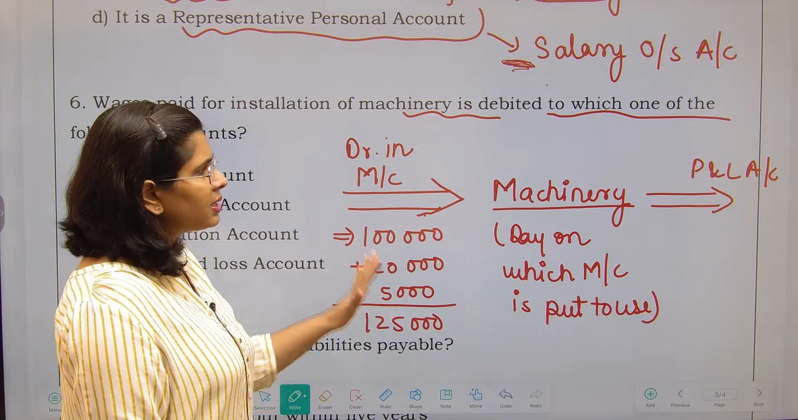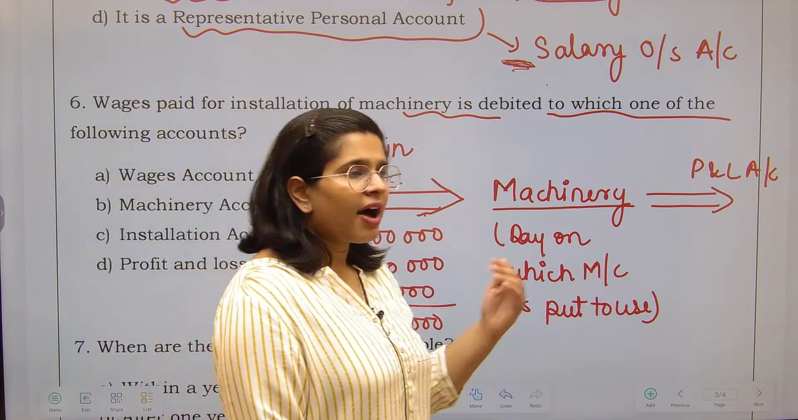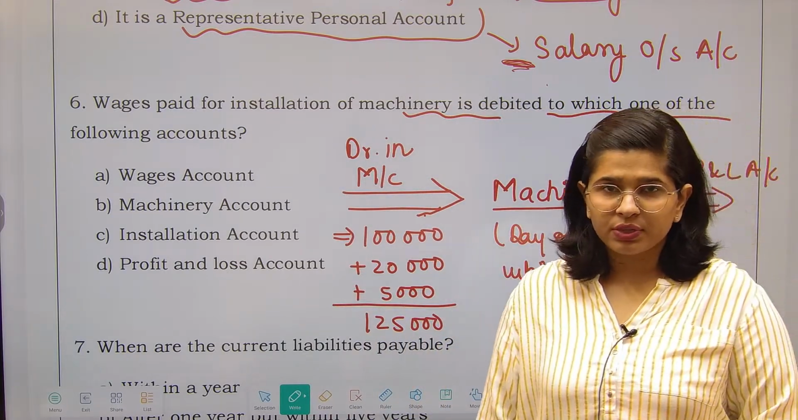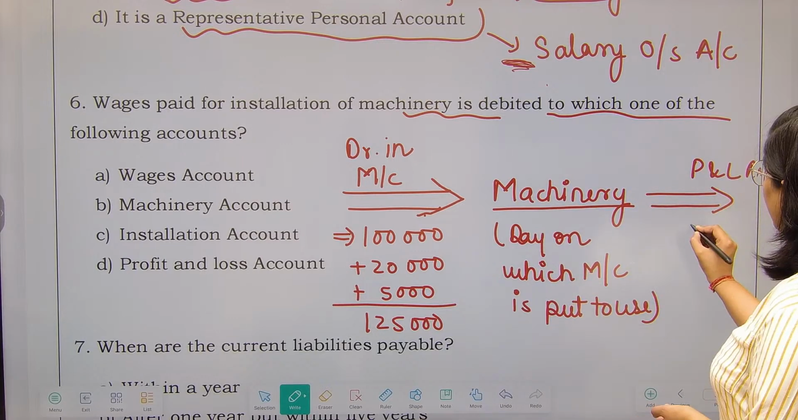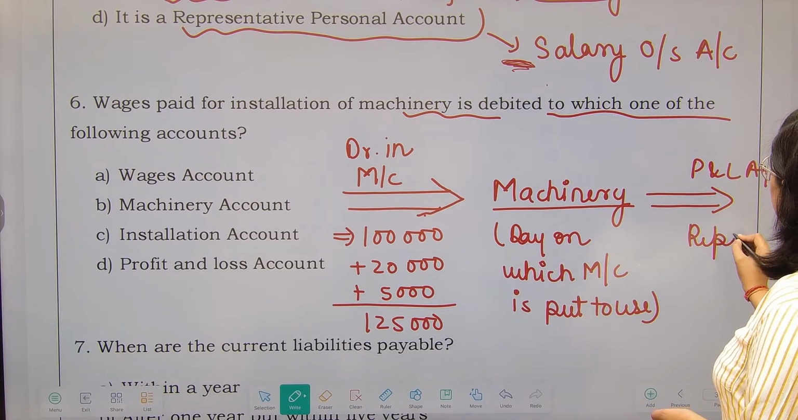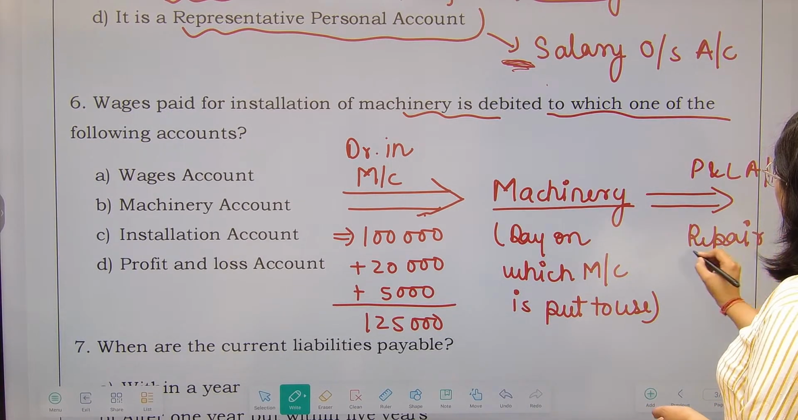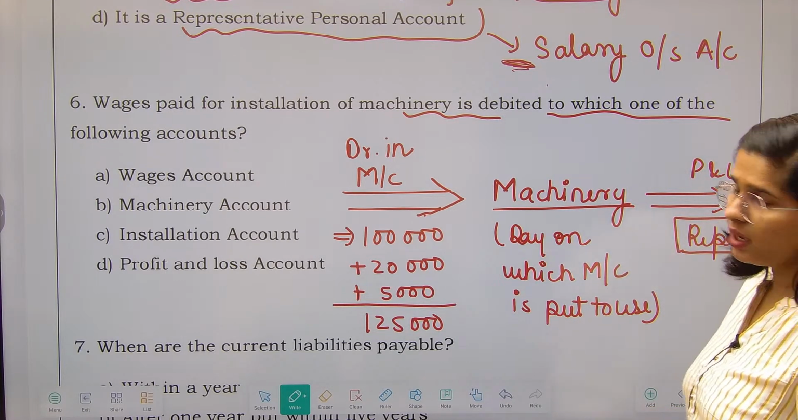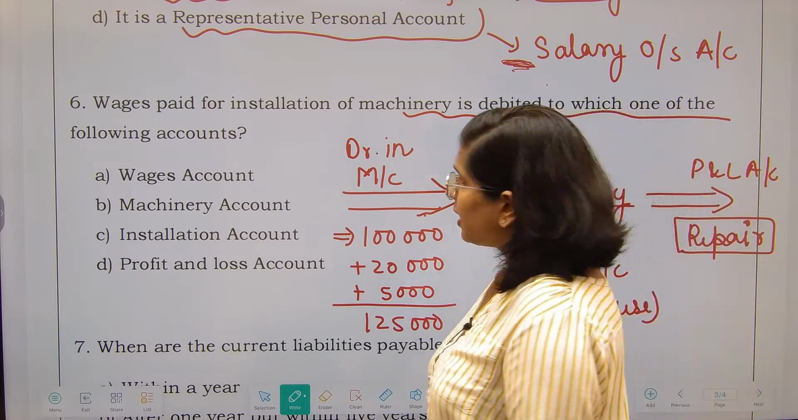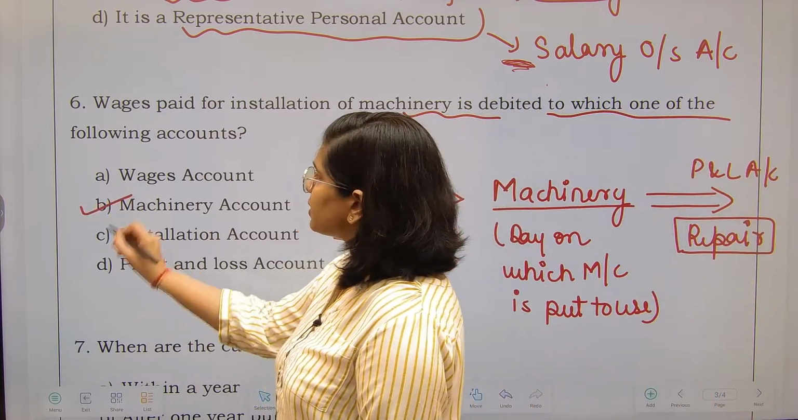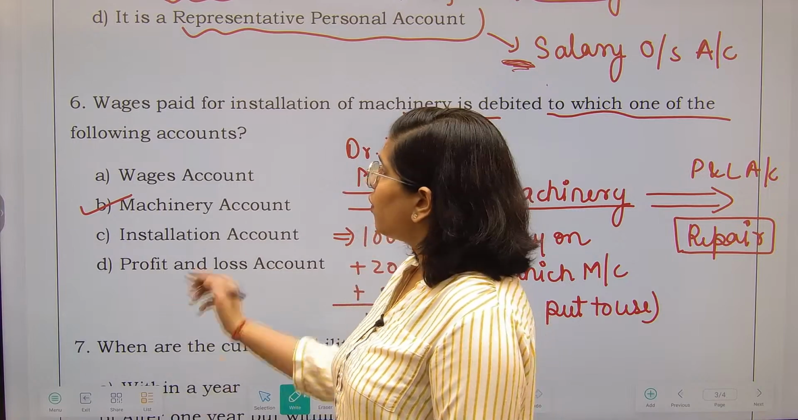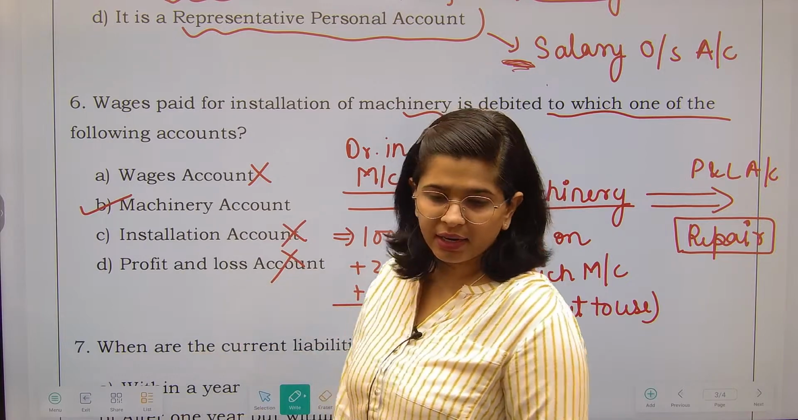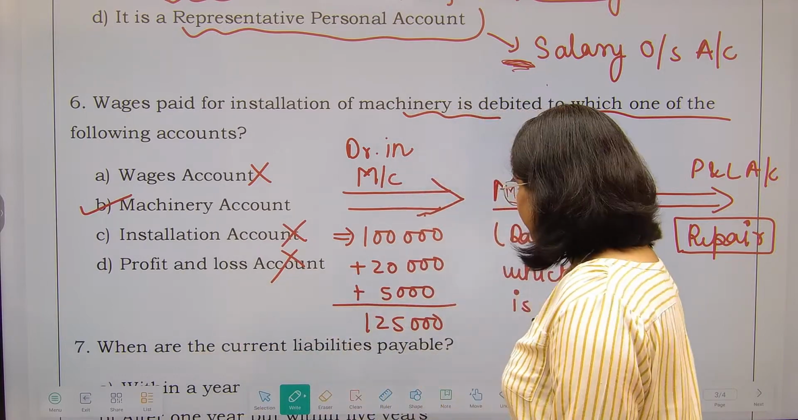Understood? This is the concept. Now suppose after machinery is put to use, after I have started using it, repair expenses come in. I have to get the machinery repaired. Such expenses will be charged to your P&L account. So the correct answer here is machinery account, not wages account, not installation account and not P&L account. I hope you have understood this.